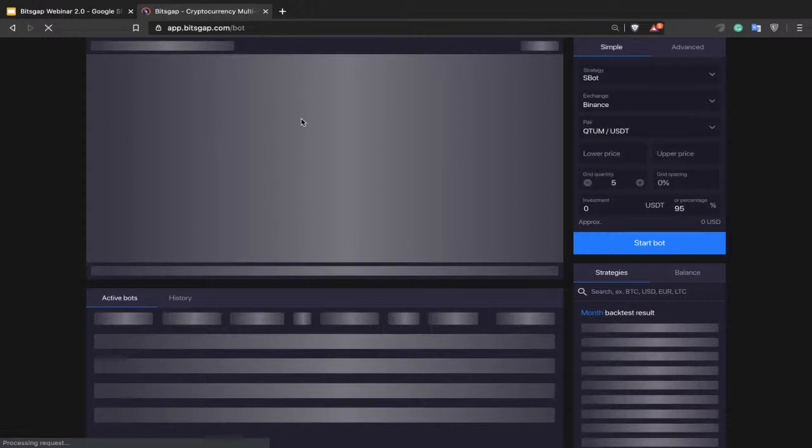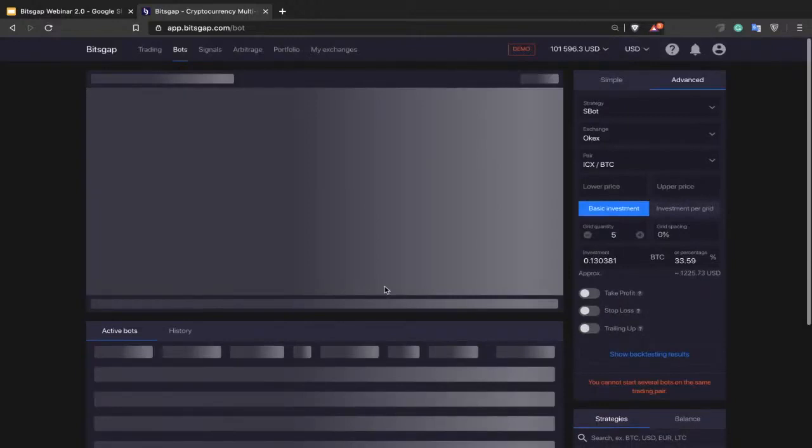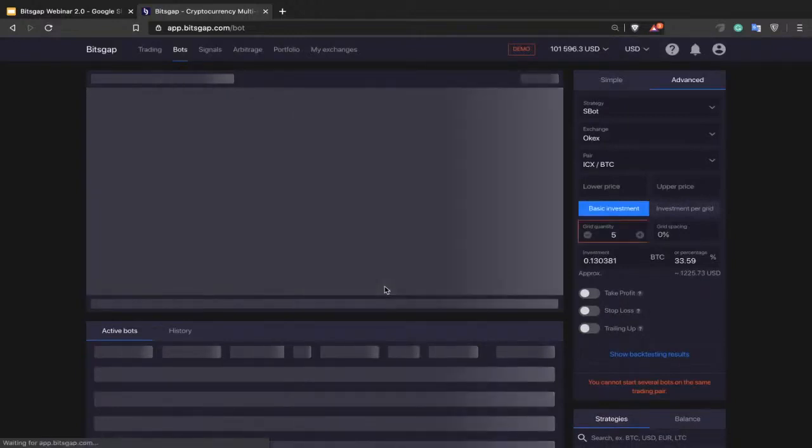Yeah, so you see it takes some time because I'm using my MacBook 2017 and I guess not enough computation power to handle so many software programs.